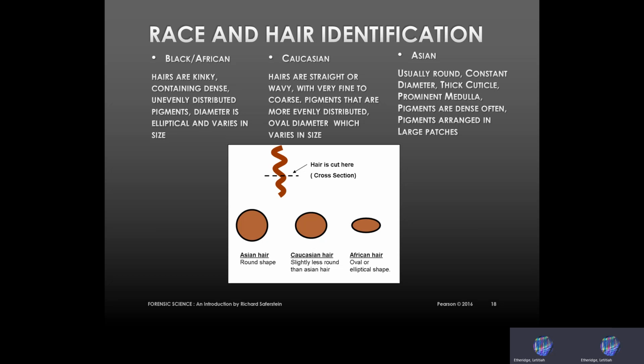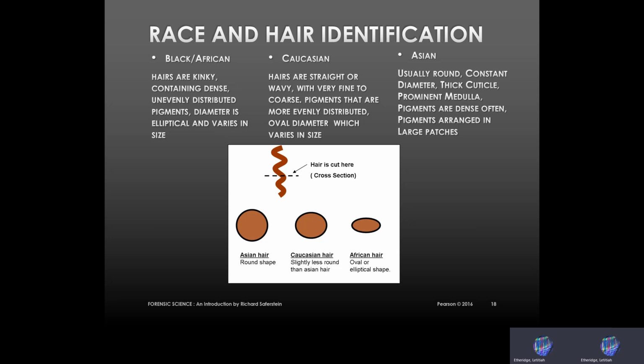When we talk about Caucasian hair, hairs are going to be straight or wavy. They're going to be very fine to coarse. Pigments are definitely more evenly distributed than in African American hair. And then where we talk about the cross section of hair, it's going to be an oval diameter, which is going to vary in size. So we go from elliptical to, let's say, oval, less round.